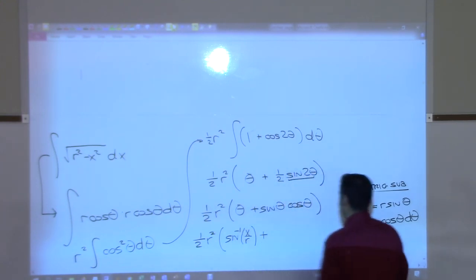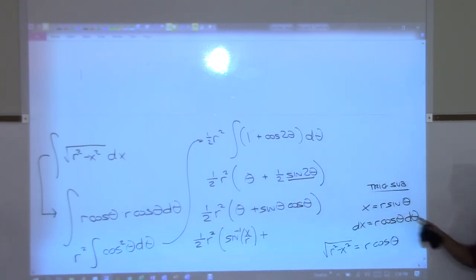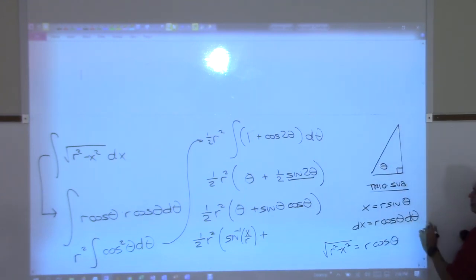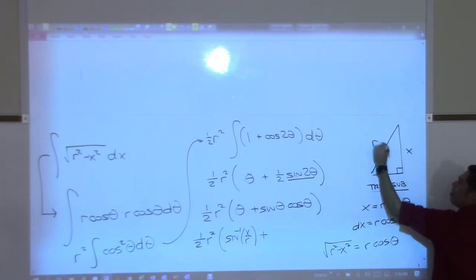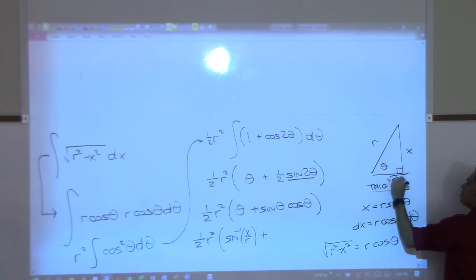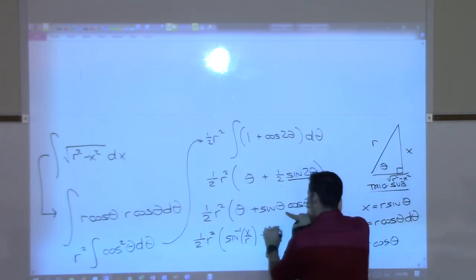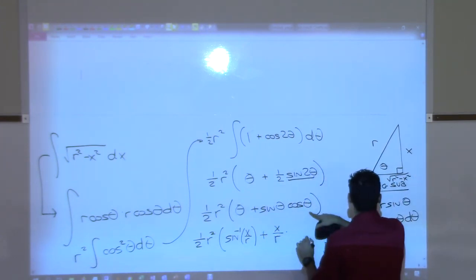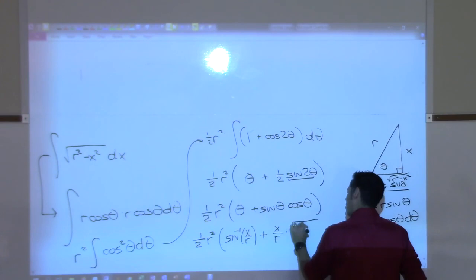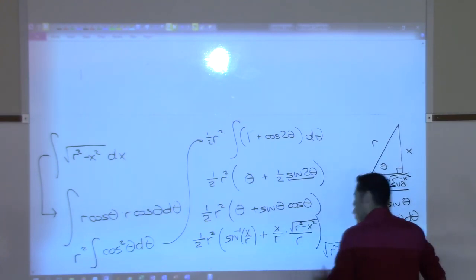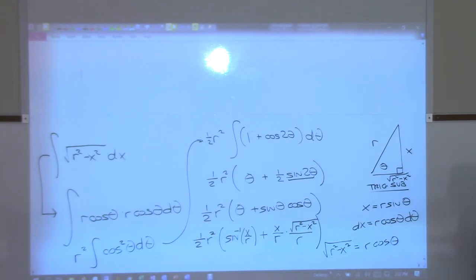Okay, plus, now we needed a triangle, didn't we? I need my triangle. I know I'm going fast, I'm running out of time. Sine theta would be x over r. So this should be x, this should be r, and this side is square root of r squared minus x squared. So sine theta is x over r, and cosine theta is square root of r squared minus x squared over r. And then minus all that?